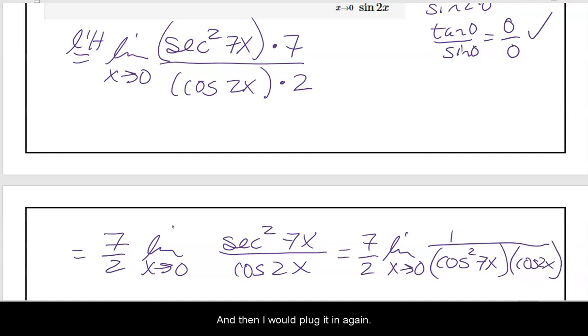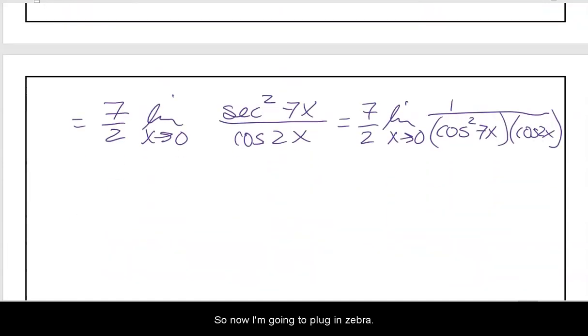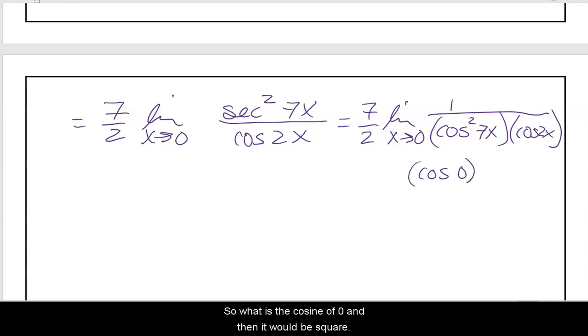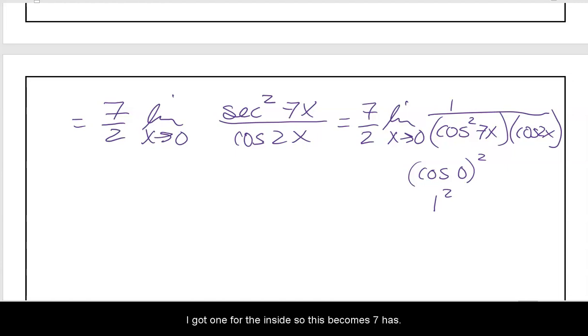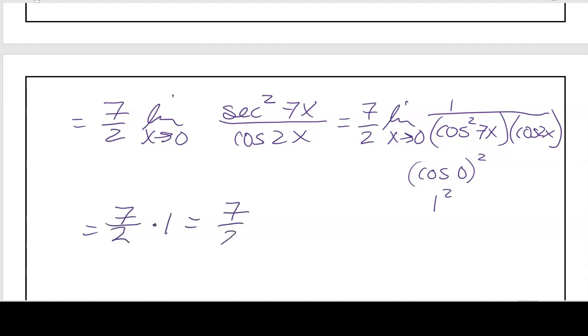And then I would plug it in again. So now I'm going to plug in 0. So what is the cosine of 0? And then it would be squared. The cosine of 0 is 1, so 1 squared is 1. The cosine of 0 is still 1. I got 1 for the inside, so this becomes 7/2 times 1, which is just 7/2, and that's it.